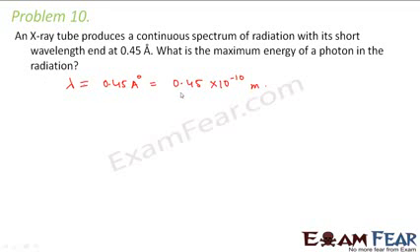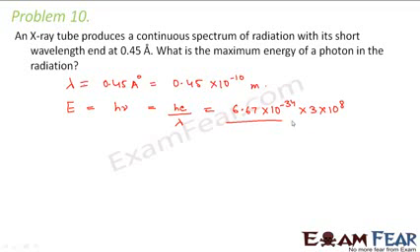So the wavelength of the radiation is given. So what would be the energy of the photon? Energy of a photon is given by h nu, which can be written as hc by lambda, because frequency is related to wavelength by this relation, nu is equal to c by lambda. So this comes out to be 6.67 into 10 to the power minus 34 into 3 into 10 to the power 8 divided by 0.45 into 10 to the power minus 10.